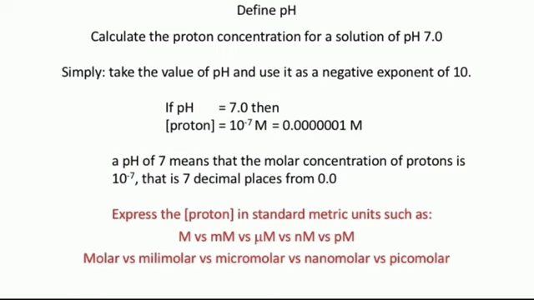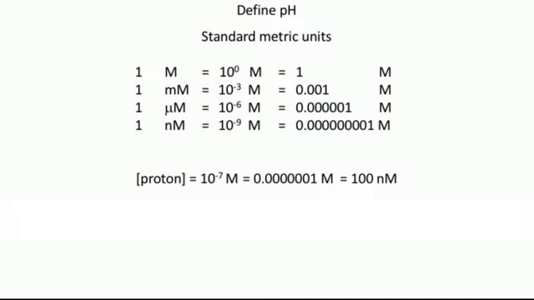Another requirement is that you be familiar with the metric system. You need to know how molarity compares to millimolar, compares to micromolar, and compares to nanomolar. I will be using the word nanomolar quite a bit. Just to be painfully clear on that, 1 molar would be 10 to the 0 molar. 1 millimolar is 10 to the negative 3, or 0.001, or 1 divided by 1,000. 1 micromolar is 1 divided by a million, and 1 nanomolar is 1 divided by a billion.